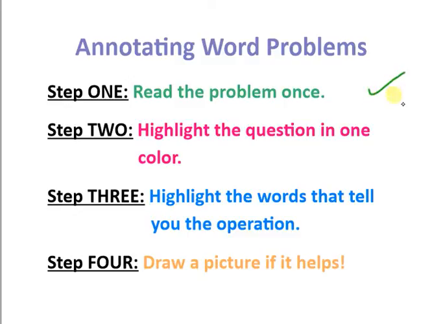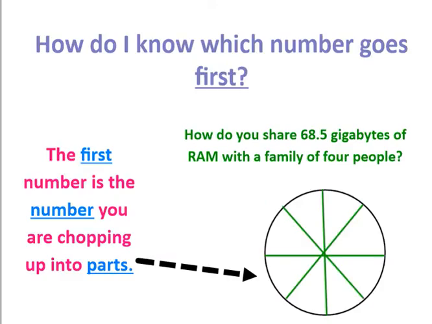Now, we're going to annotate these word problems in the same way that we always do. We're going to read the problem once. We're going to highlight the question in one color, so make sure that you have your 2 colors handy. And then we're going to determine what our operation is by highlighting the words that tell us the operation. If drawing a picture helps us, we're going to draw it. If it doesn't help us, we're not going to. Remember that annotating is a tool that we use in order to help us solve word problems more efficiently and correctly. It should not take terribly much longer, and in fact these steps altogether should take no more than 30 seconds.